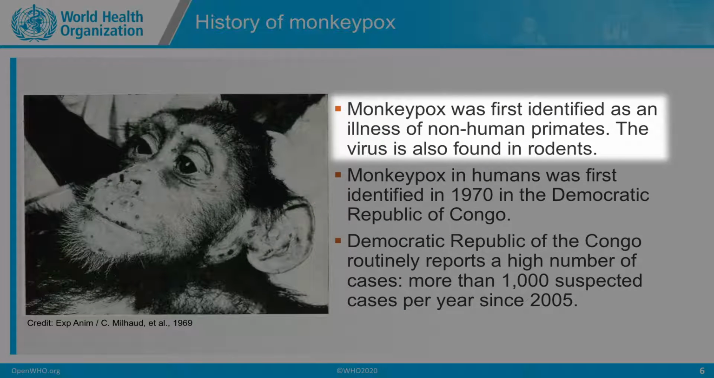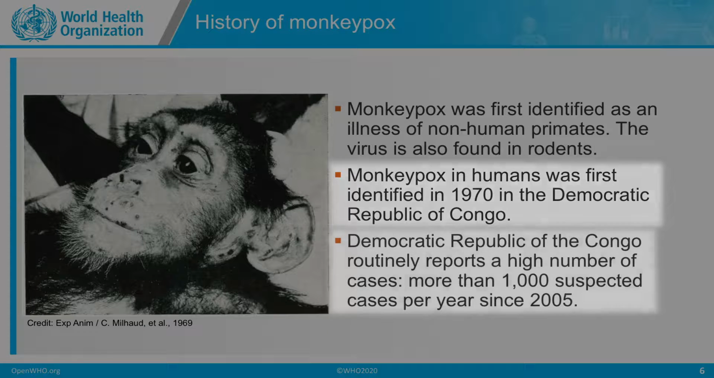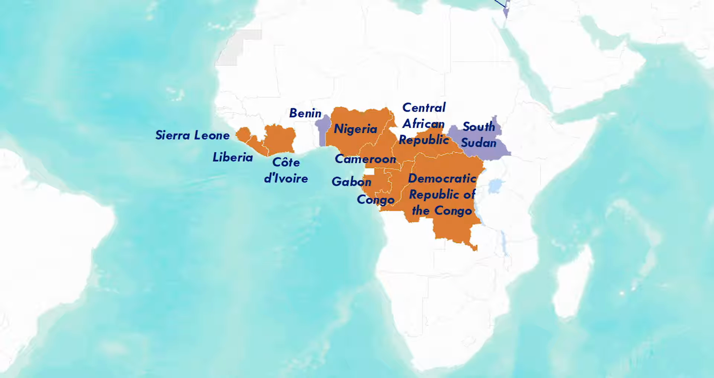Monkeypox was first identified in monkeys in 1958 and was later also found in rodents. The first case of monkeypox in humans was identified in the Democratic Republic of the Congo in 1970. The DRC also now reports the highest number of suspected monkeypox cases, more than 1,000 a year. So the DRC was the country where we saw monkeypox in humans for the first time, but soon after, other countries of Central and West Africa also reported confirmed cases.